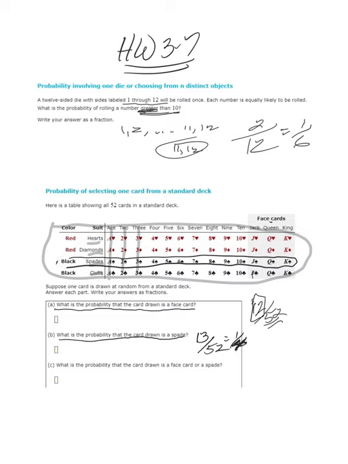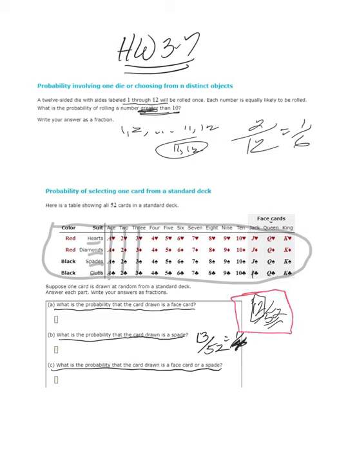All right, and then finally, our last question is, what is the probability that the card drawn is a face card or a spade? All right, so you got to be careful here. Face card or a spade. So let's just review. There's 12 ways of getting a face card. There are 13 ways of getting a spade. We want to know the probability that the card drawn is a face card or a spade.